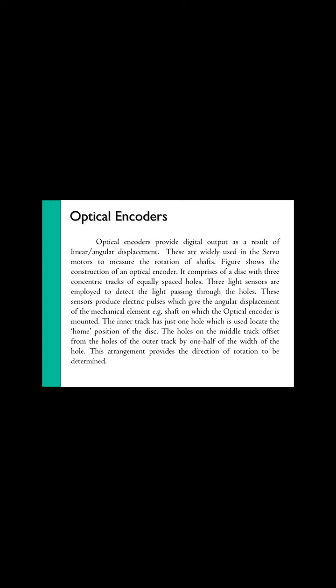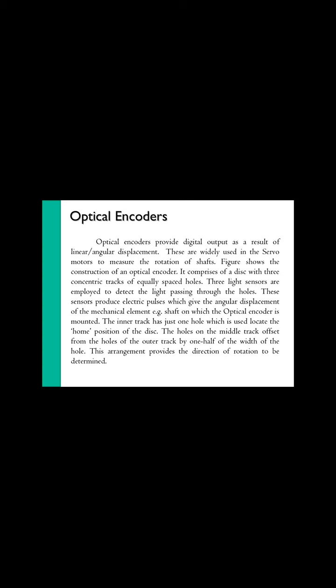The next topic is optical encoders. Optical encoders provide digital output as a result of linear or angular displacement. These are widely used in servo motors to measure the rotation of shafts. It comprises a disk with 3 concentric tracks of equally spaced holes. In this optical sensor, 3 light sensors are employed to detect the light passing through the holes. These sensors produce electric pulses which give the angular displacement of the mechanical element.